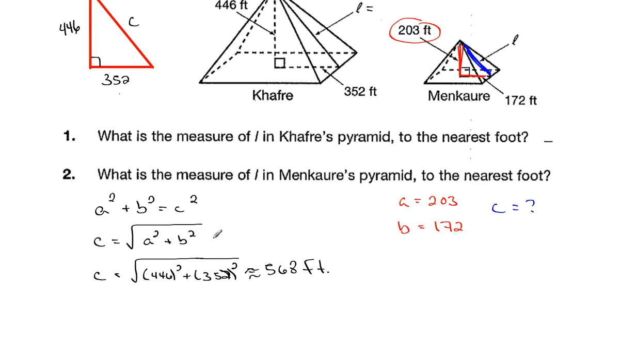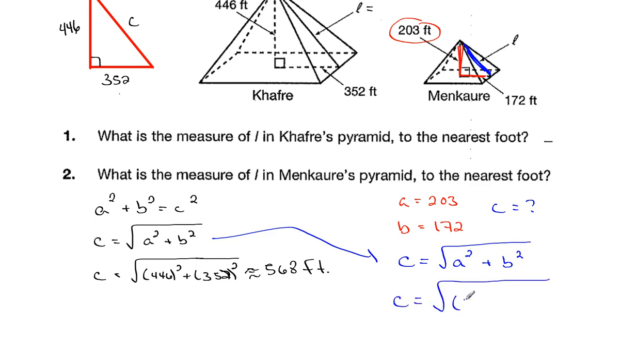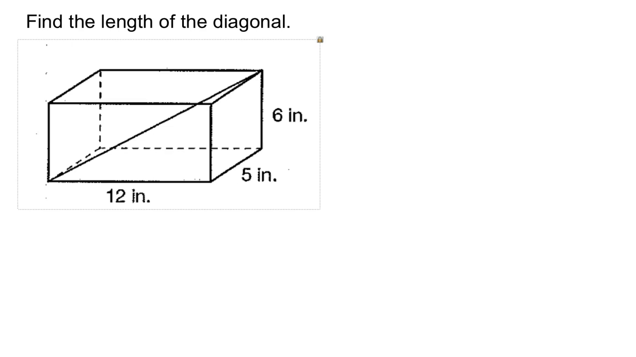All right, so I'm going to use the same formula as the first one, so I'm going to steal that formula there. So C equals the square root of A squared plus B squared. C equals, plug in, 203 squared plus 172 squared, and if I plug this into my calculator, I get about 266 feet.